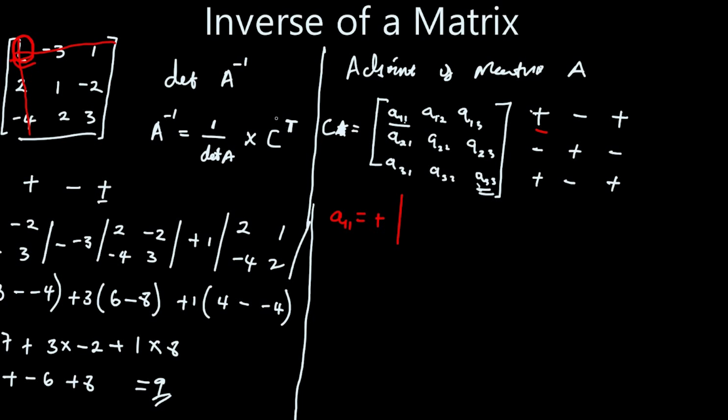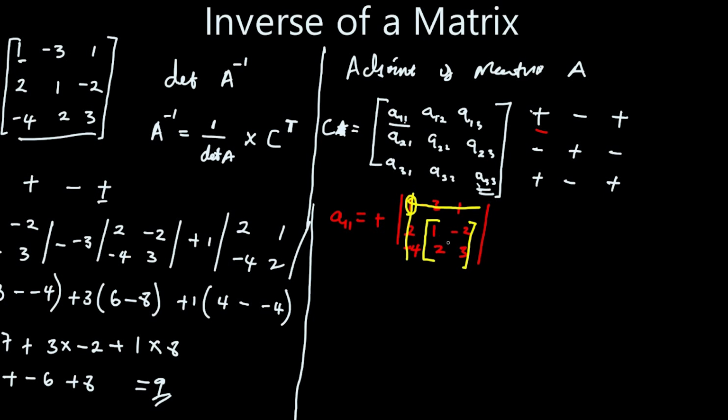We probably could write the entire matrix here so that it becomes even clearer. So we have the matrix 1, minus 3, 1; 2, 1, minus 2; and minus 4, 2, and 3. And now we are saying, let us close the row and the column that contains the element A11, and A11 is 1 here. So we close the row and the column, and we can see clearly that we remain with a smaller matrix here, which is 1, minus 2, 2, and 3.